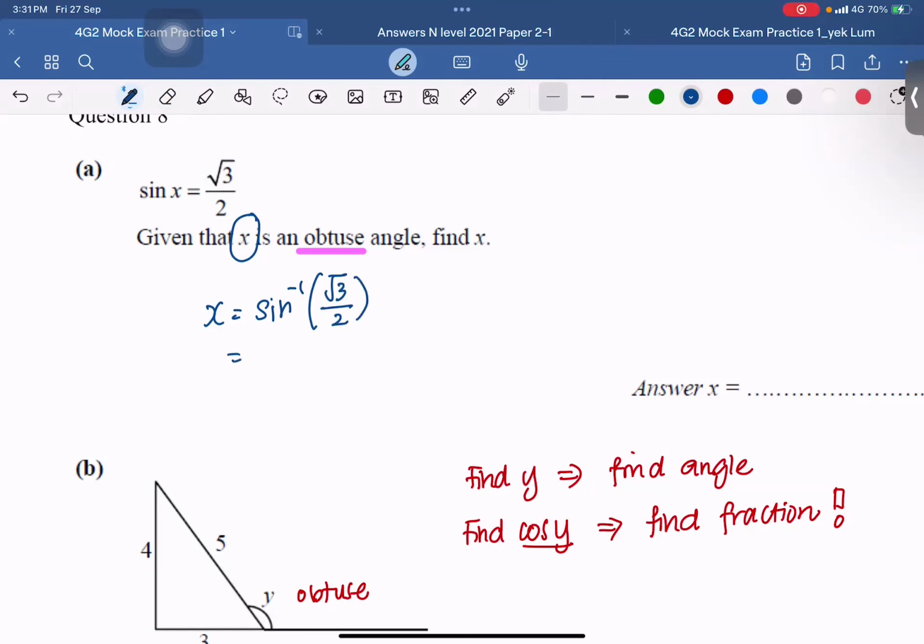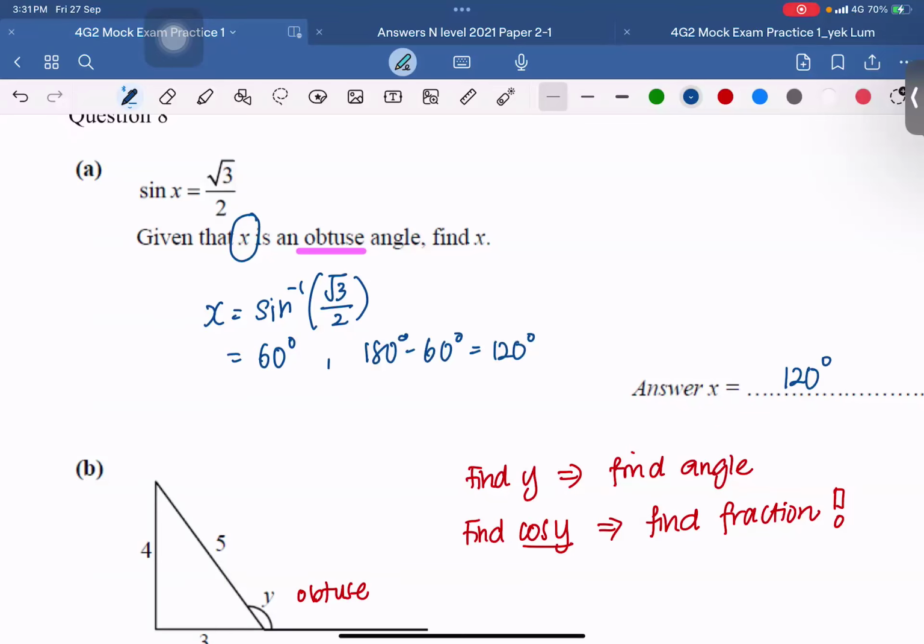Can you tell me what's the answer? I've forgotten already. What's my answer? And then I show my calculator to my students. So what's the answer? Oh, 60 degrees. Since they want the obtuse angle, 180 minus 60. Correct. 180 minus 60 equals 120.